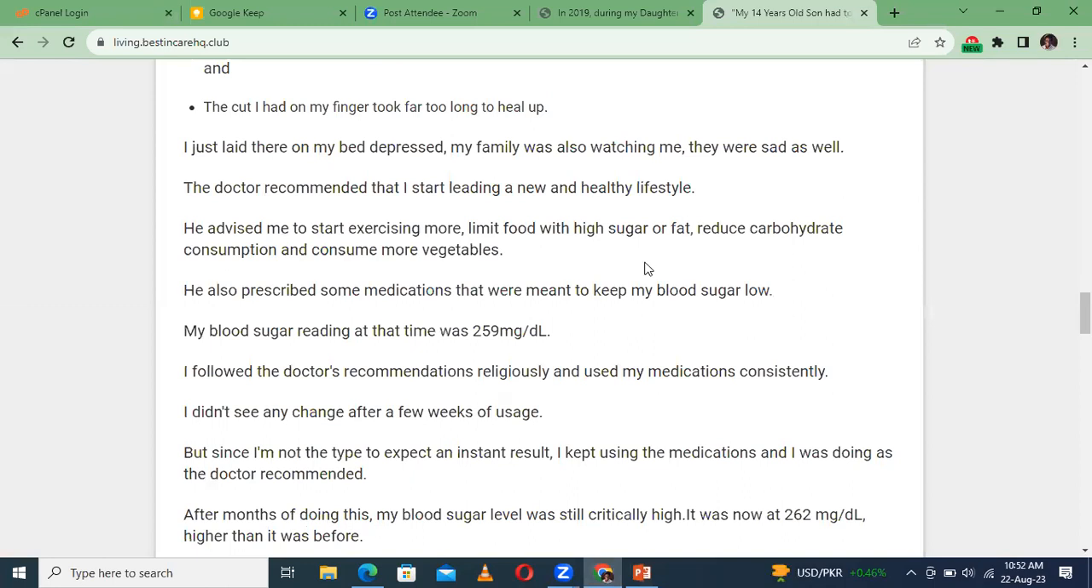Now, the doctor is already telling him that, okay, reduce your sugar intake. Don't eat food that has too much fat and high cholesterol. Reduce your carbohydrate consumption. Consume more vegetables. The doctor also prescribed medicines. So we've gotten to number 4.